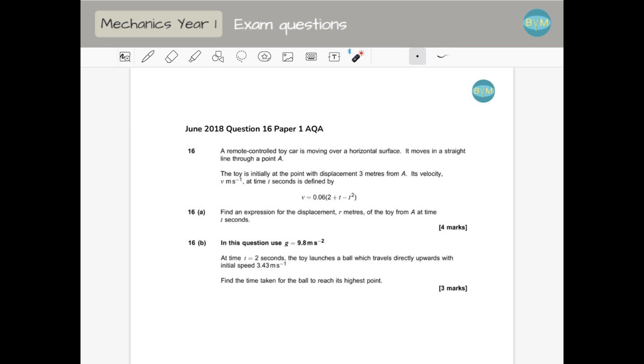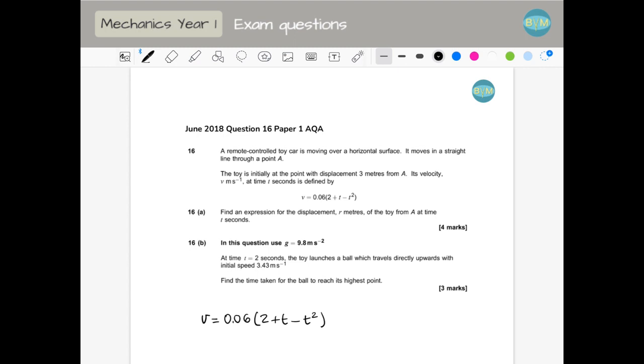Hello, this is question 16 on June 2018, paper 1 from AQA. A remote controlled toy car is moving over a horizontal surface. It moves in a straight line through a point A. The toy is initially at the point with displacement 3 from A, and velocity v meters per second is given by this function. So we have that the velocity is 0.06(2 + t - t²).